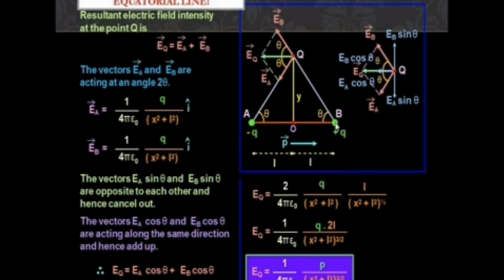So from point B, it is a positive charge. So electric field is acting away from the charge. So it will go like this. So electric field is acting away from the charge. So this is the direction. So EB, that is the electric field, is acting away from the charge due to positive charge.